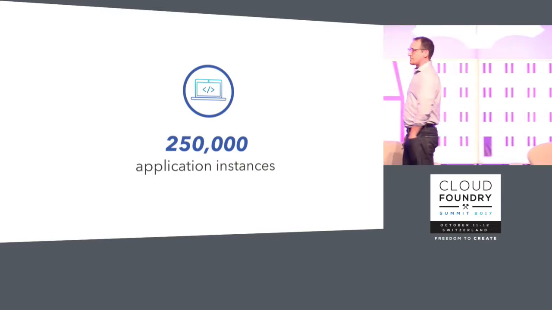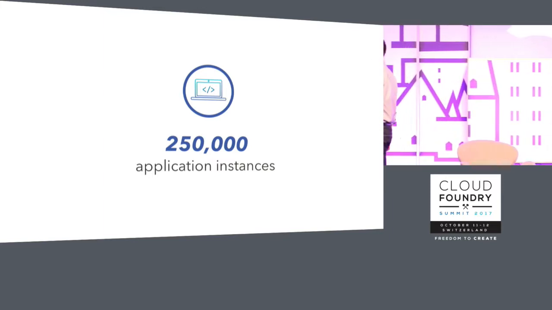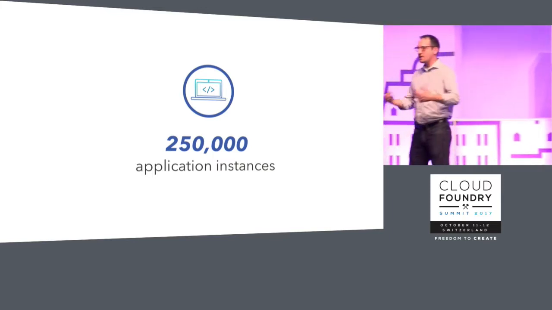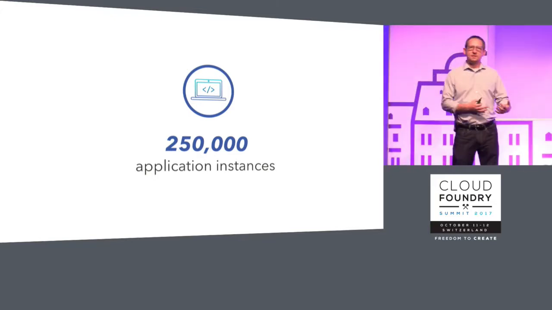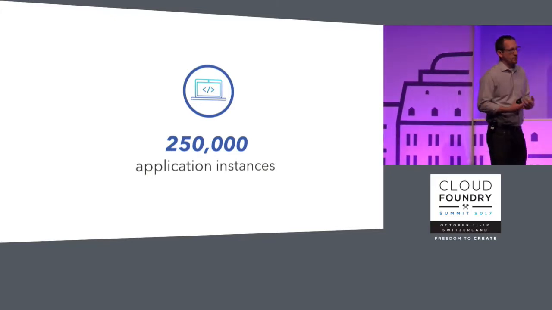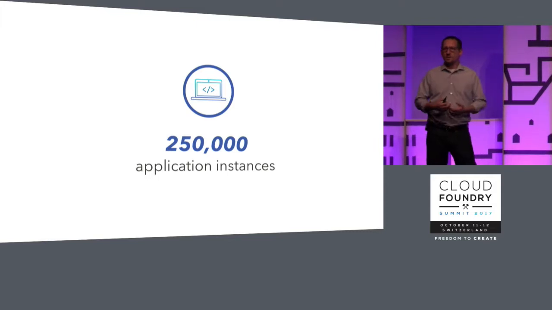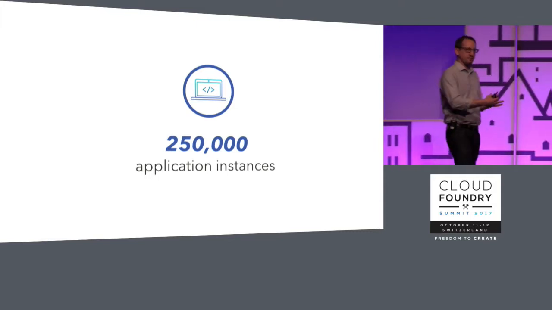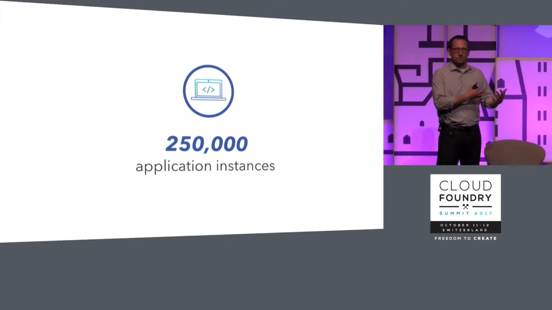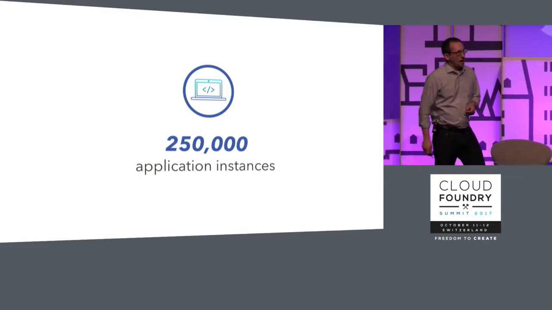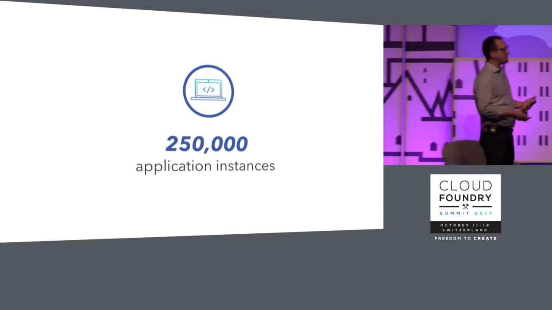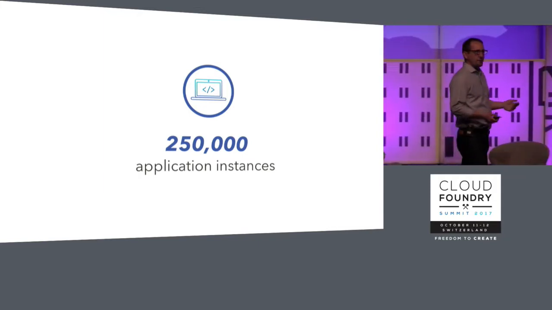Switching topics, let's talk about performance and scale. Our application runtime changed architectures, and one of the things it had to do when it was switching to the new architecture was to hit a scaling target for one of the largest environments that's a public Cloud Foundry provider. It got to the 250,000 application instances mark, and that's great.